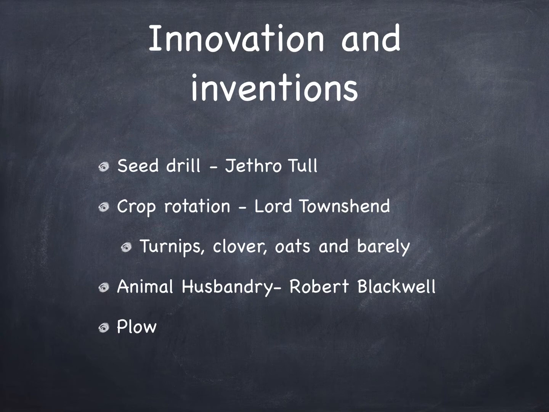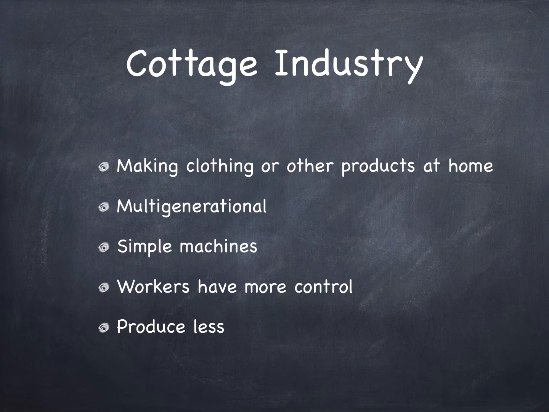All right. Also, before factories, how did people make stuff that they needed, especially clothing? There was what was known as cottage industry. Okay, cottage industry was making clothes or other products at home. It was multi generational. Your grandma and your mom and you would all be working on simple machines, spinning thread and then weaving it into cloth.